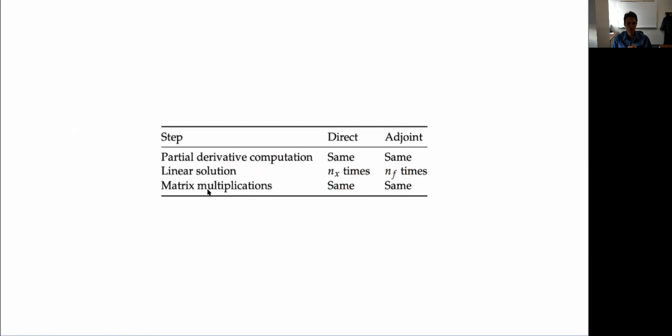But this leads to some really powerful ideas. So for example, the adjoint has been very popular in aerodynamic shape optimization because it scales with the number of outputs. So if I don't have many outputs, I can add inputs basically for free, meaning I can add lots of design variables.